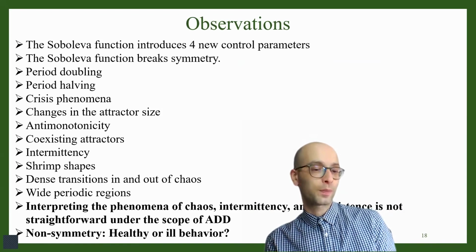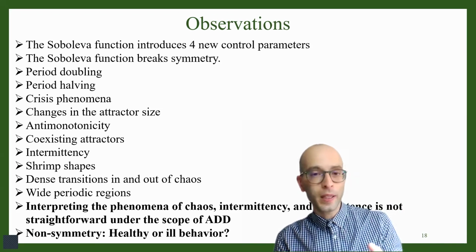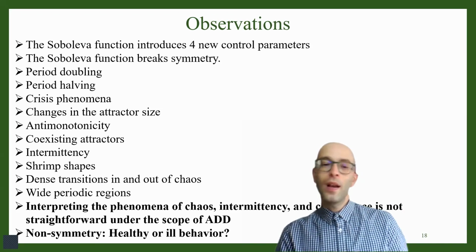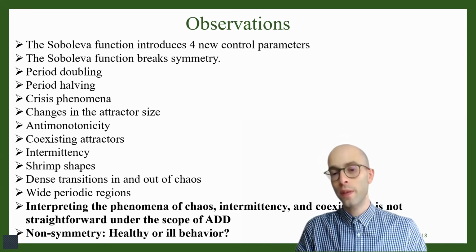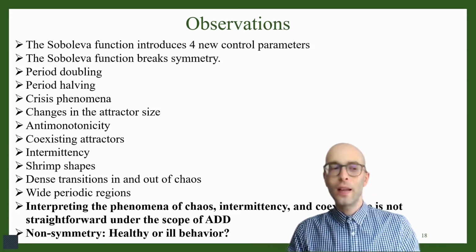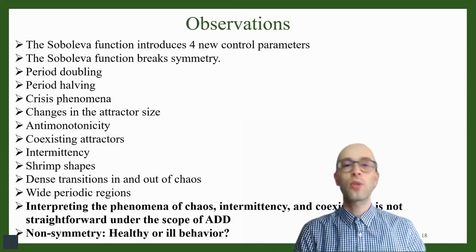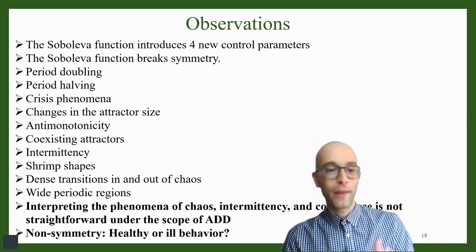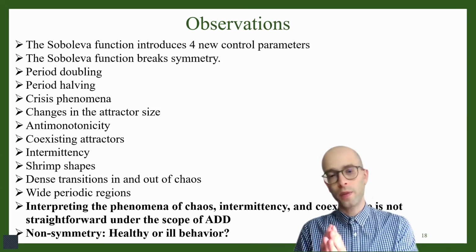First observation, the interpretation of the phenomena of chaos, intermittency, coexistence. How do we interpret these phenomena under the scope of attention deficit disorder? Okay. For me, and I believe most of you will agree, interpretation is not straightforward. Remember, ADD is a very complex behavior. It's a very complex phenomenon.